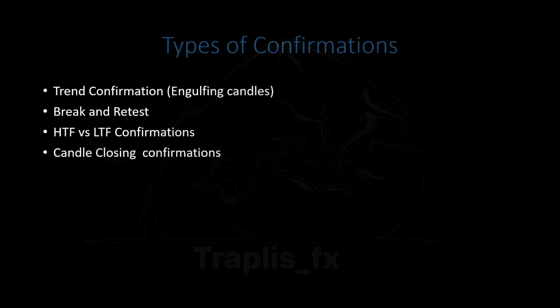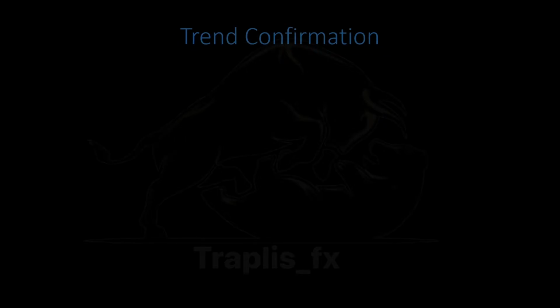Candle closing confirmations, which is basically just waiting for the candles to close, so that tells you where price might keep going and in which direction, if it's a fake out or not. Then we have momentum, which is basically just how big candles are. And last we have Fibonacci or Fib confirmations. Okay, let's get started. Trend confirmation.